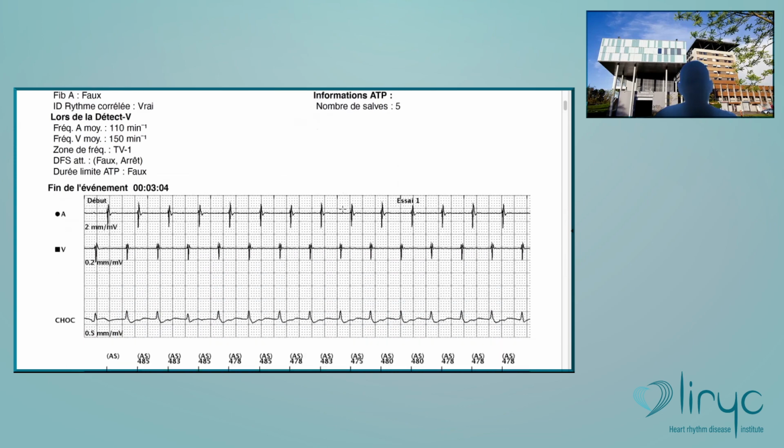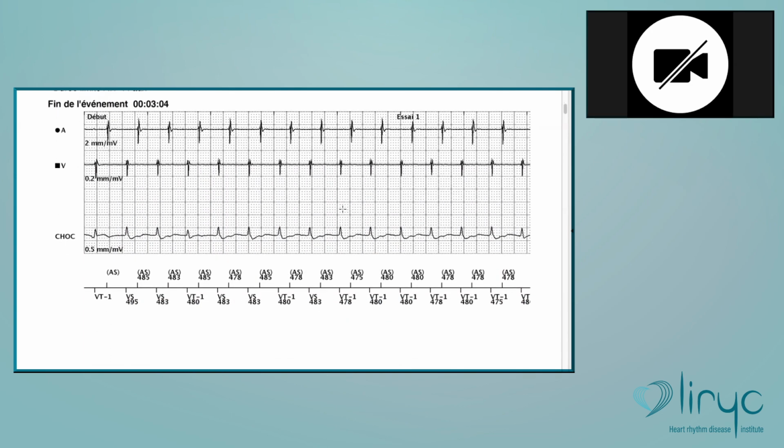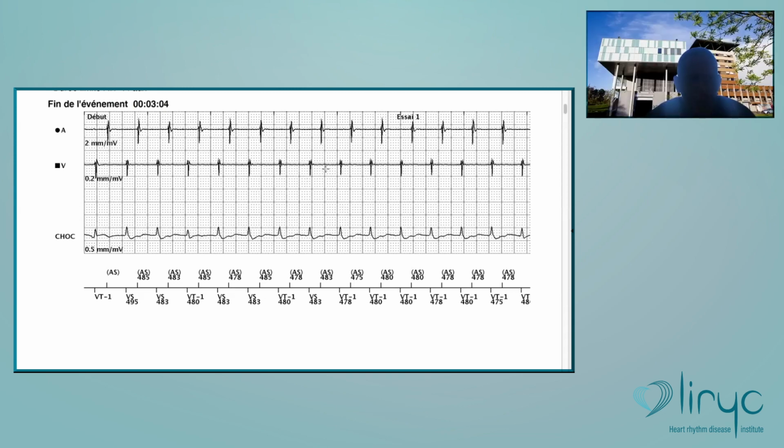What do you think here? Okay. So at first we have A sense V sense, and then it accelerates, and we have a few cycles in the VT zone. It's difficult to say. It's a one-to-one tachycardia. It can be atrial, it can be sinus tachycardia. It can also be a ventricular tachycardia with a retrograde conduction.